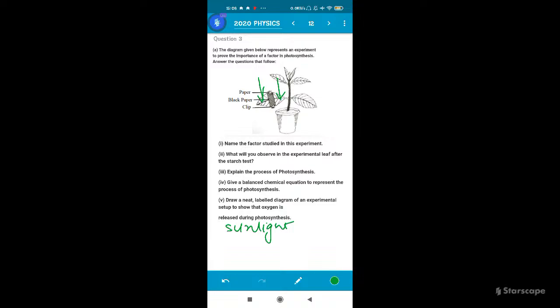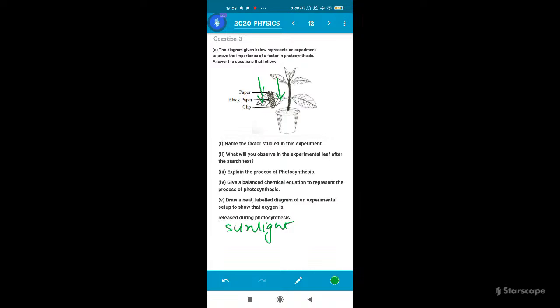Now the third question is explain the process of photosynthesis. This is a very direct question directly from your book. There is nothing like to explain here. I am just going to tell you, and you have to remember it. So what is photosynthesis? Photosynthesis is a procedure occurring in plants through which it is able to produce its own food by using water and carbon dioxide, and the food which it's producing is in the form of glucose. So this is the answer.